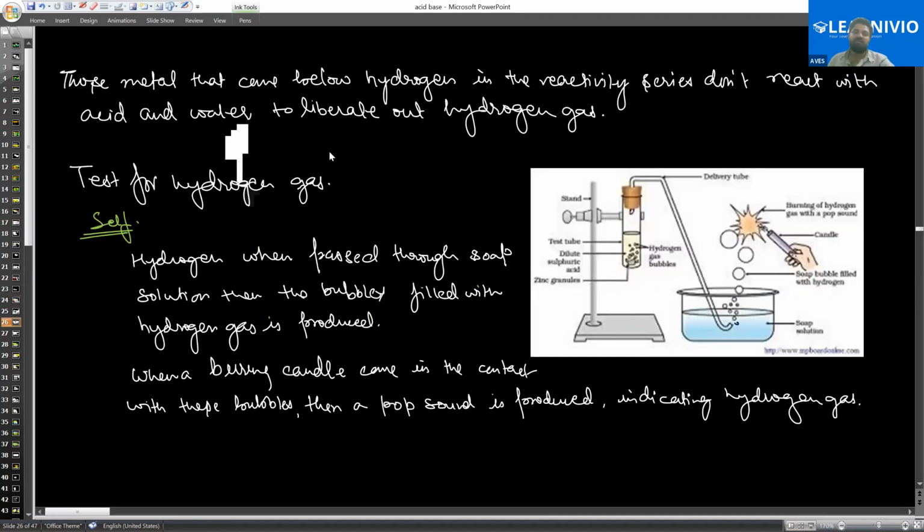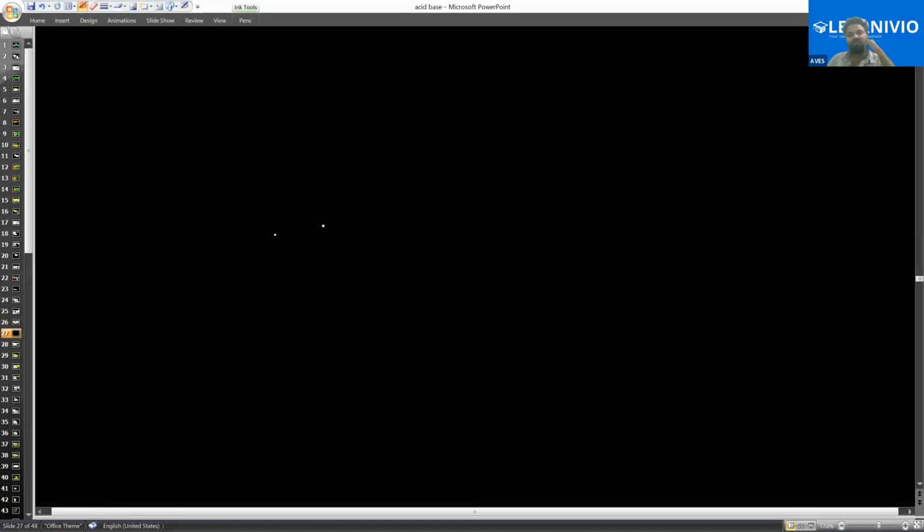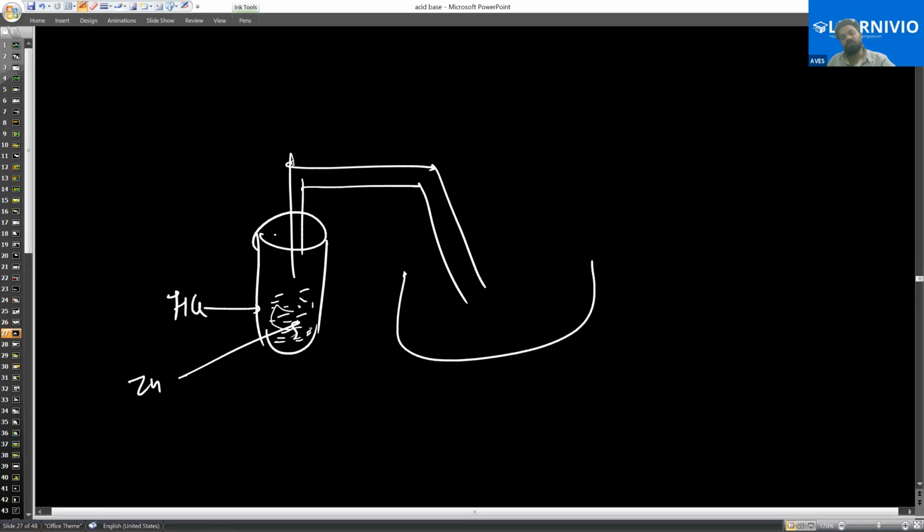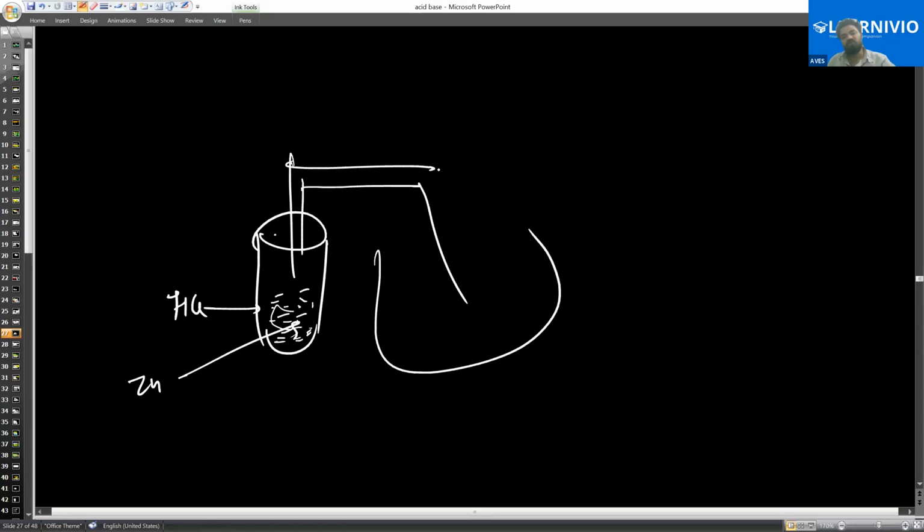Okay. So here is a test for hydrogen gas, how this hydrogen gas can be tested. Suppose we have this test tube and we add zinc metal to it, and we have dilute hydrochloric acid, HCl. So it will start producing hydrogen gas. And when this hydrogen gas is passed through a soap solution, which is just carrying a soap, it is a soap solution.